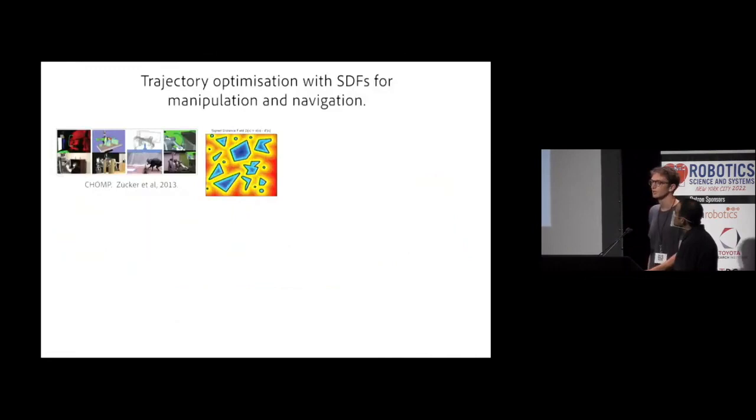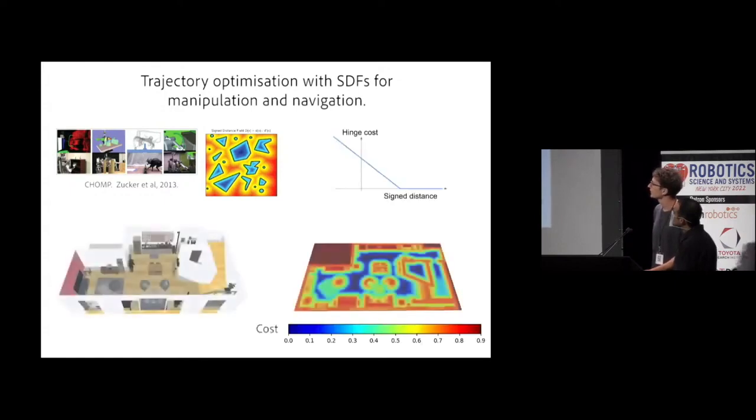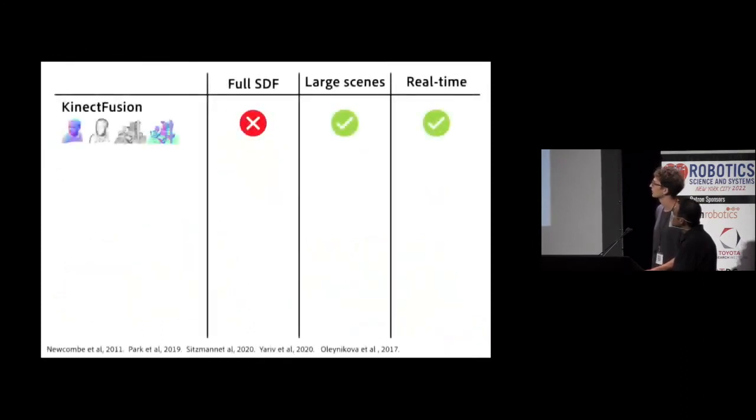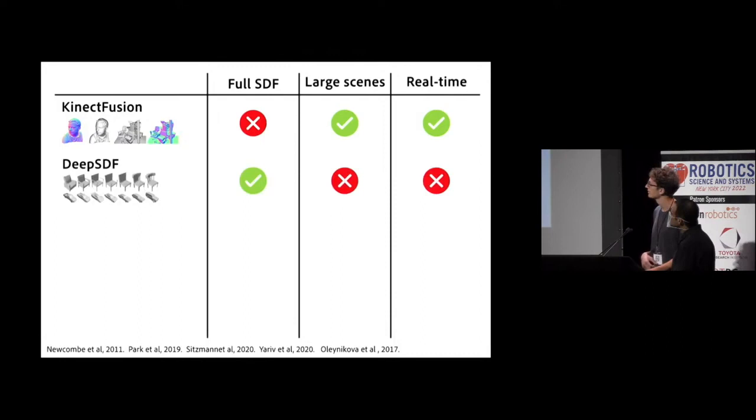Signed distance fields are commonly used in robotics for navigation and manipulation, for motion planning. The reason for this is that it's very easy to transform a signed distance field into a collision cost field simply by applying something like the hinge cost as shown there. Although truncated signed distance fields are commonly used in SLAM systems such as KinectFusion, it's very challenging to reconstruct full non-truncated signed distance fields, because simply applying depth fusion results in large errors away from surfaces.